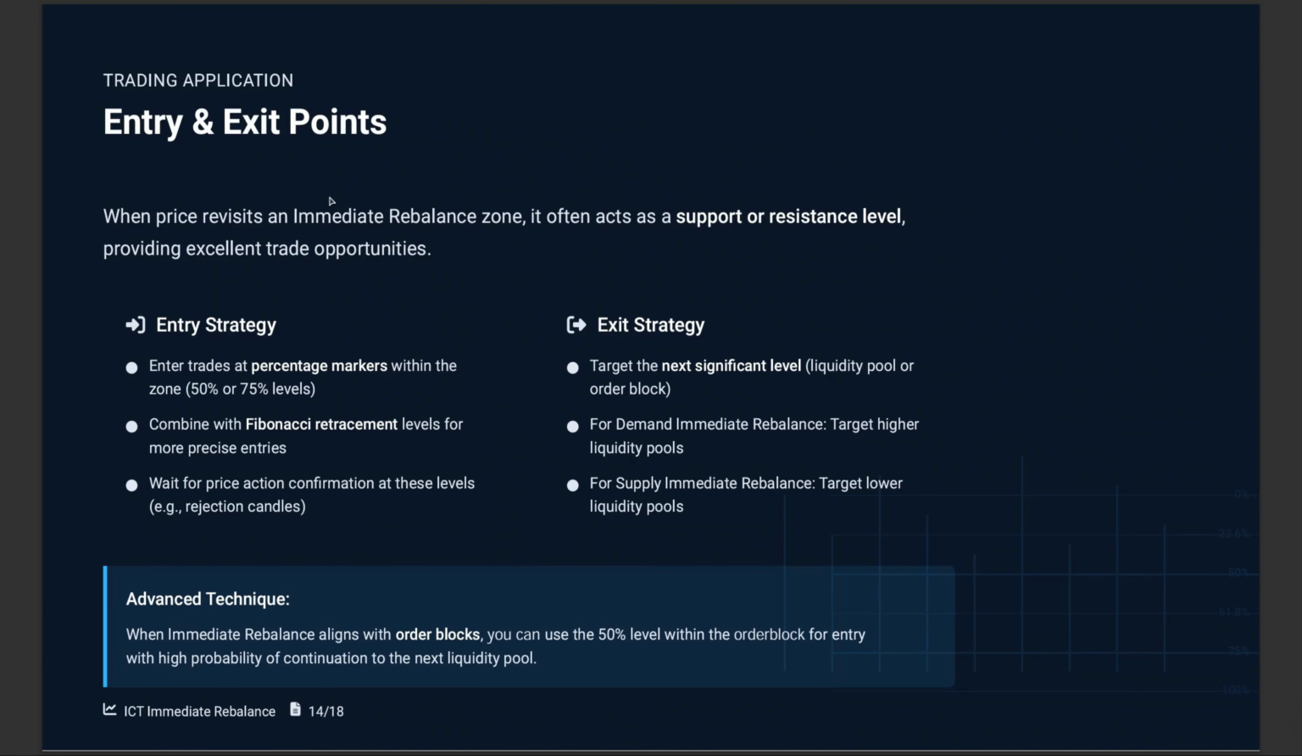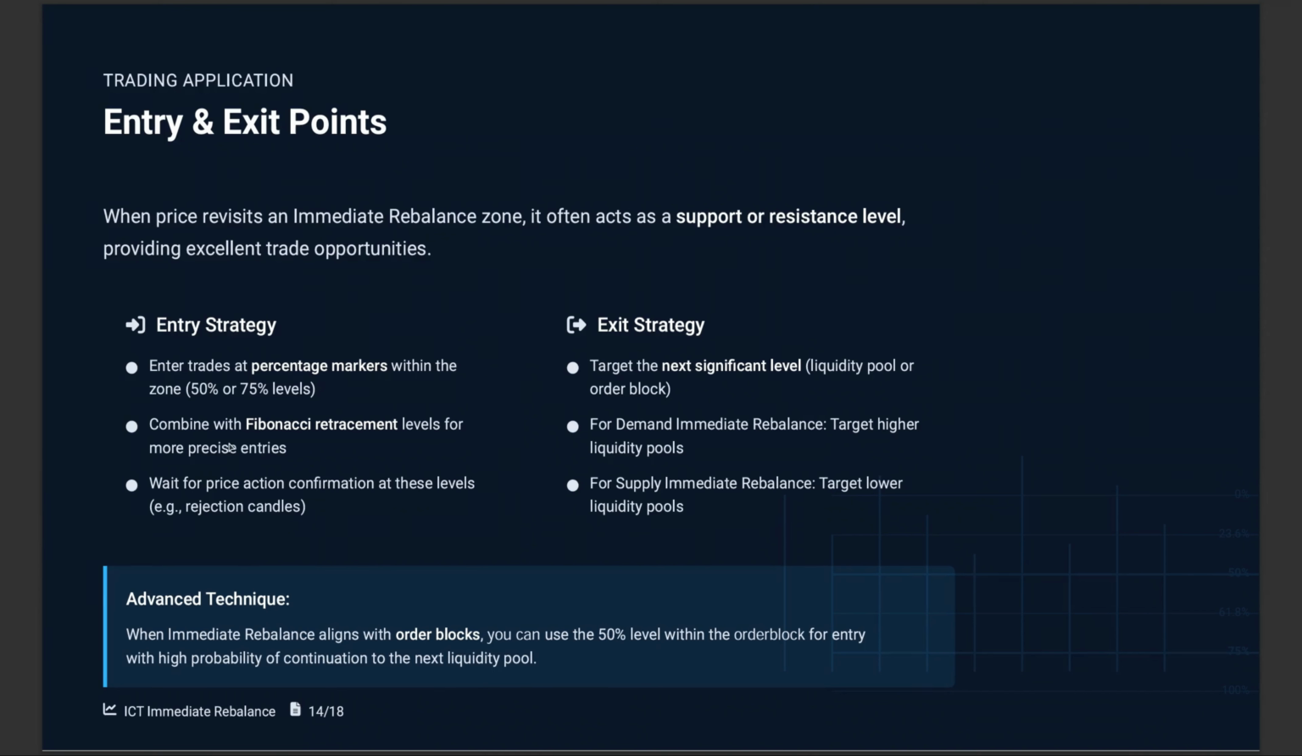Alright, so entry and exit points. When price revisits an immediate rebalance zone, it often acts as a support or resistance level, providing excellent trade opportunities. So, quick entry strategy. Enter trades at percentage markers within the zone, 50 or 75% levels. So all it is, you can either use 50 or 75% of the immediate rebalance or even order block, and you can just enter a trade once price taps into those levels.